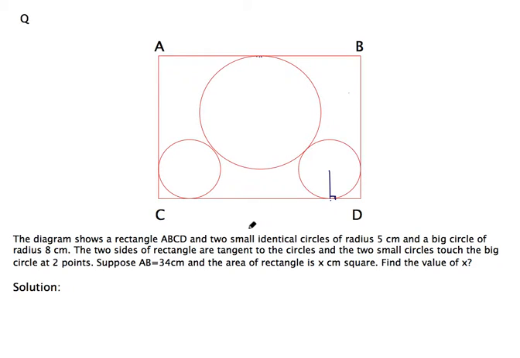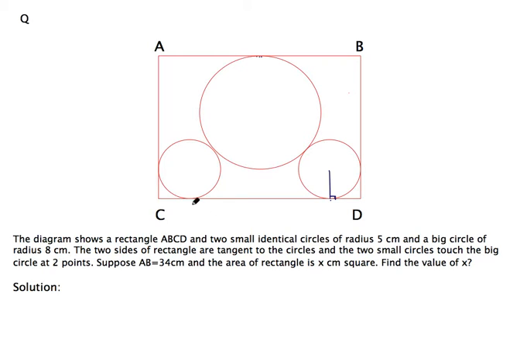Now suppose AB is 34 cm and the area of the rectangle is x cm squared. We have to find x. So since they have already given that x is the area of the rectangle, and we have to find x, it means we have to find the area of the rectangle. In simple words, we have to find the area of this rectangle. Everybody knows that the area of a rectangle is length times breadth.